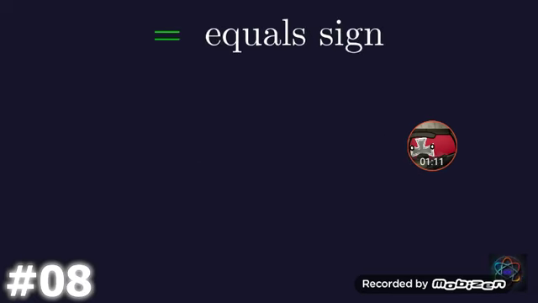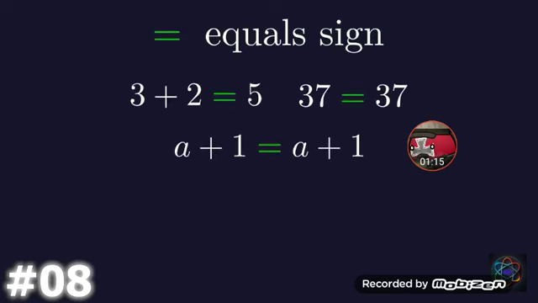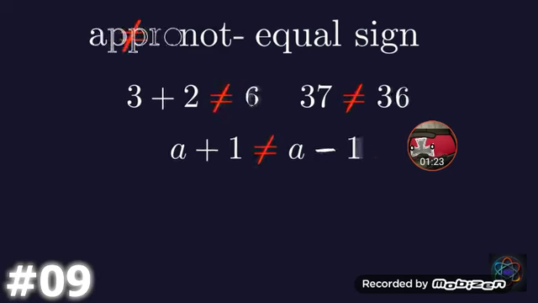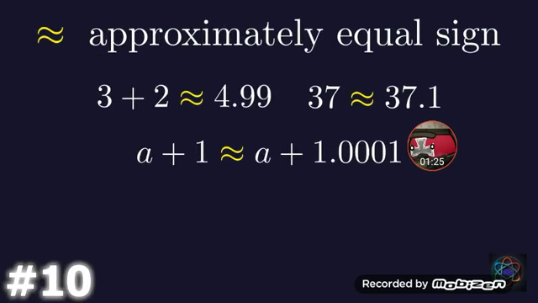The equal sign, represented by two lines which are equal in length, is used to denote the equality between two expressions. The opposite of the equal sign is the not equal sign, which indicates that two expressions are not equal. Approximately equal sign is used when two values are not exactly equal, but are close enough.